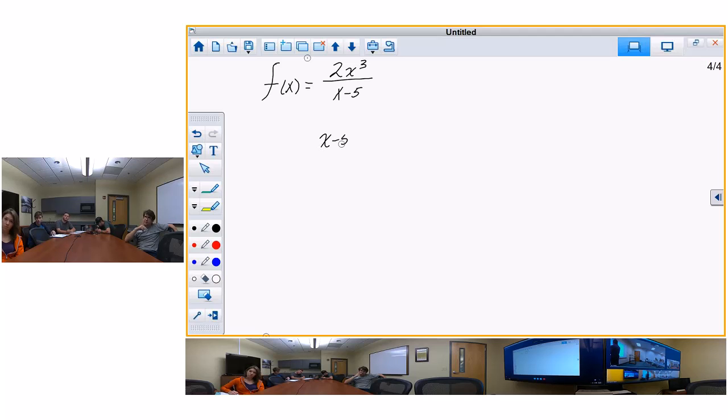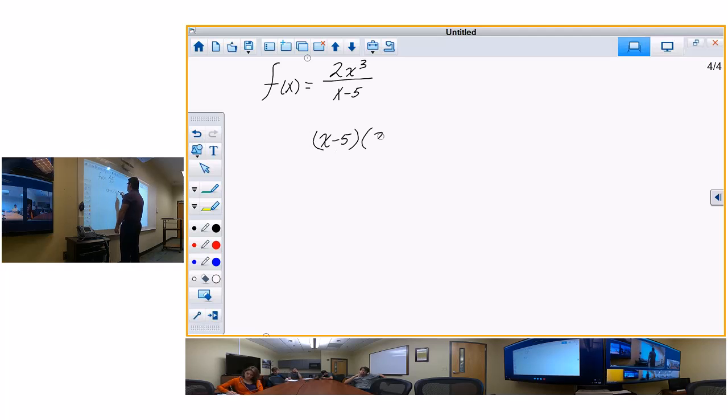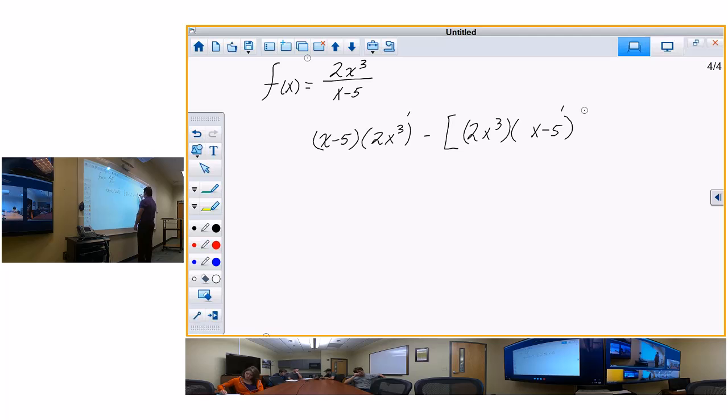Denominator times numerator prime minus the numerator times the denominator prime over what? Denominator squared.